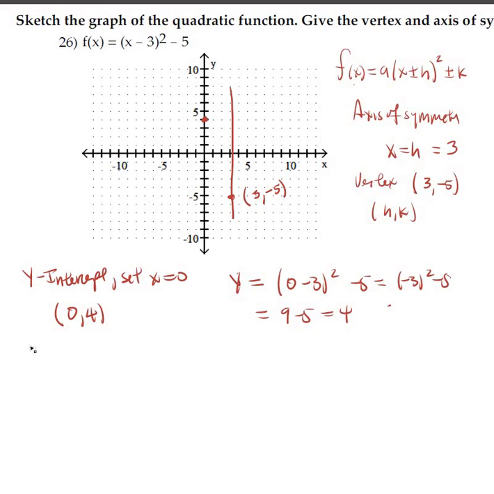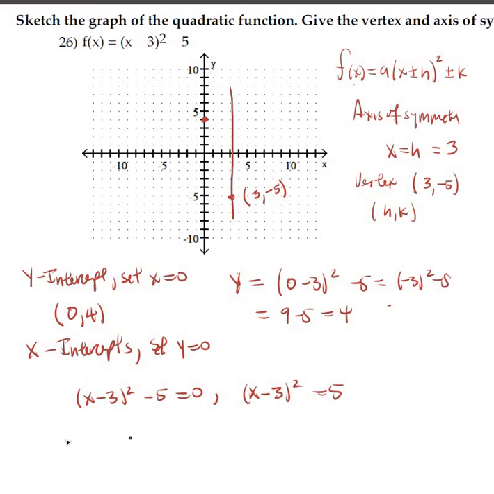Now what about the x-intercepts? It might have 1, it might have 2, or none, because in that case they don't intersect the x-axis and the solutions are complex. So we set y equal to 0. So in other words, we have x minus 3 squared minus 5 is equal to 0. The first thing we do is set 5 to the side, and we will have (x minus 3) squared is equal to +5.